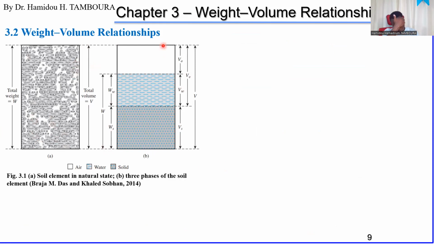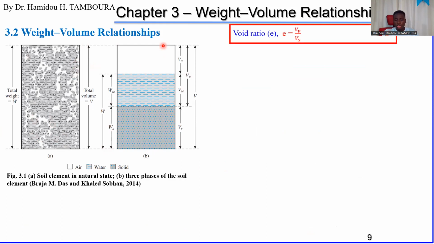And I need you to really understand what is following right now, because all along this chapter and of course during this video, we will talk about this. Very important. Void ratio. The first relationship. What is void ratio? The void ratio is volume of void divided by the volume of the solid part.